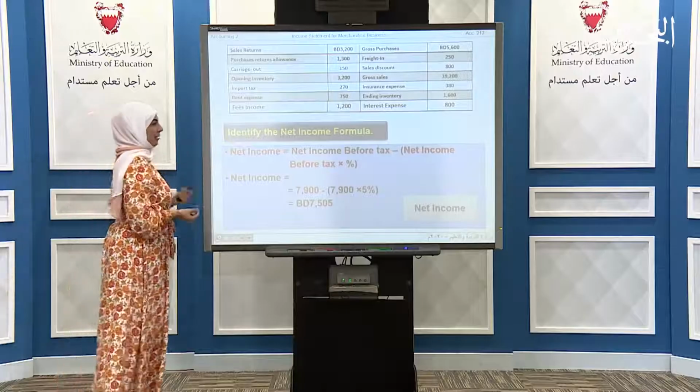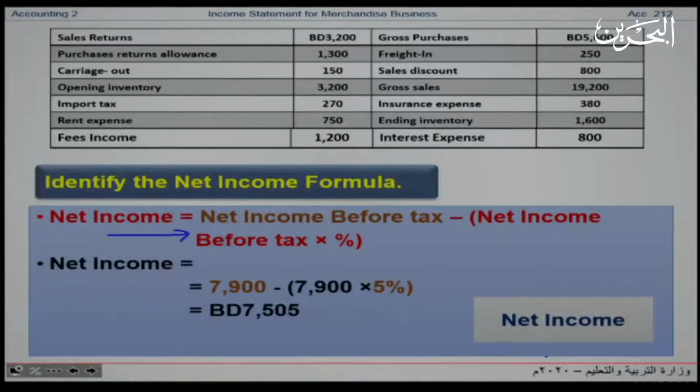The net income, I can find it by using our formula, which is that I should take the net income before tax, the figure that I found in the previous slides, and subtract the net income before tax multiplied by the percent of the tax they give me. Let us apply it with a figure. The net income before tax is 7,900, which I found in the previous slide. I subtract the net income before tax multiplied by the tax rate.